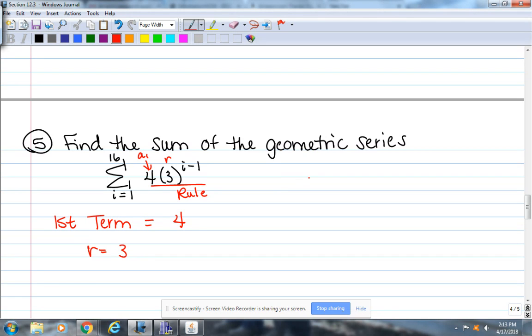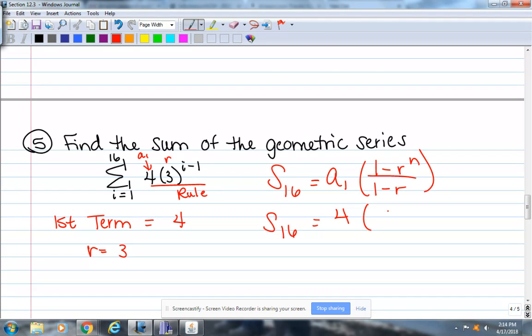So, S sub n, we're actually finding the sum up to 16. So my n is 16. S sub 16 is going to equal A sub 1 times 1 minus r to the n over 1 minus r. Now let's fill those in. S sub 16 equals what's A sub 1? 4 times 1 minus what's my r? 3 to the what's my n? 16. That's your highest. This number on top is your n. That's the highest number you're adding to, over 1 minus 3.